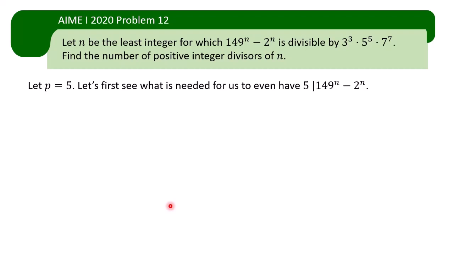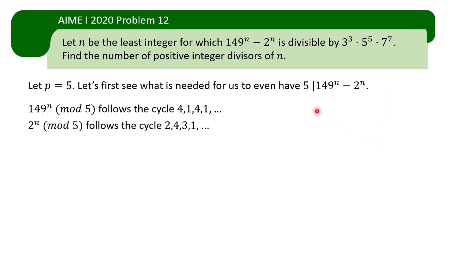Well, in this case, you realize that you can't just directly apply LTE because 149 minus 2 is not divisible by 5. But this spells a bigger problem. If x and y are not even congruent mod 5, then we need to first check what condition we need to have on n, so that we first have 5 dividing 149 to the power n minus 2 to the power n, before we even talk about 5 to the power of 5. Okay, so let's investigate this first.